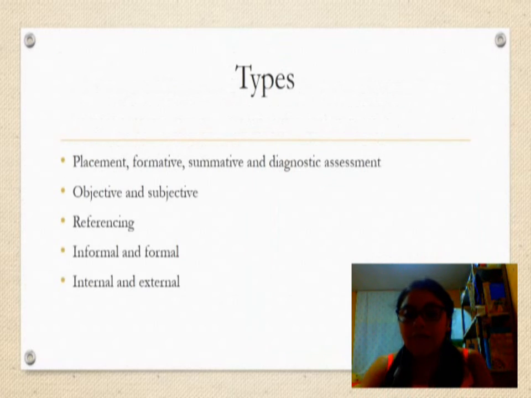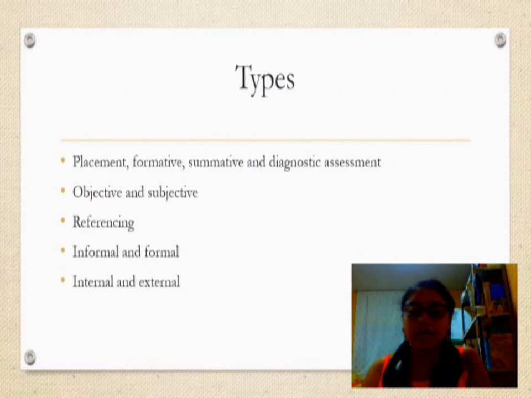We have five types of assessment. The first is placement, formative, summative, and diagnostic assessment. The second is objective and subjective. The third is referencing. The fourth is informal and formal, and the last is internal and external.